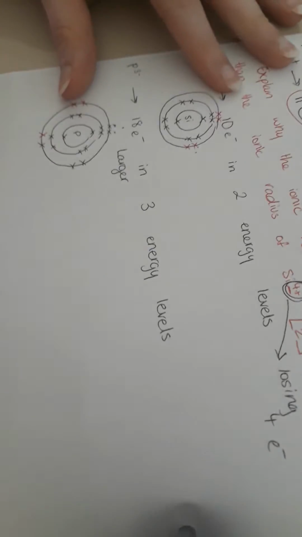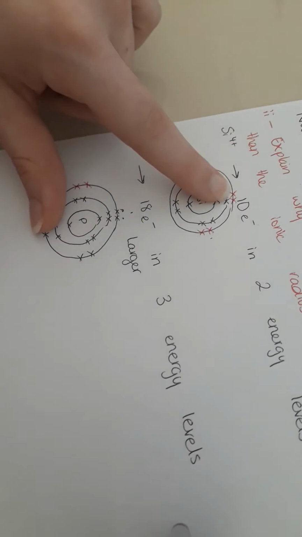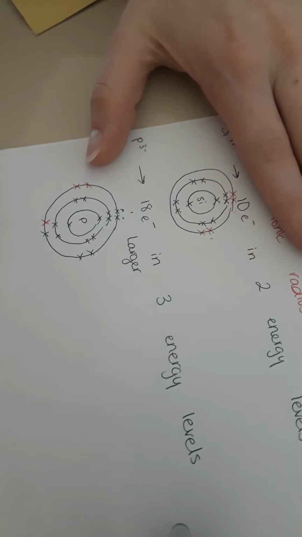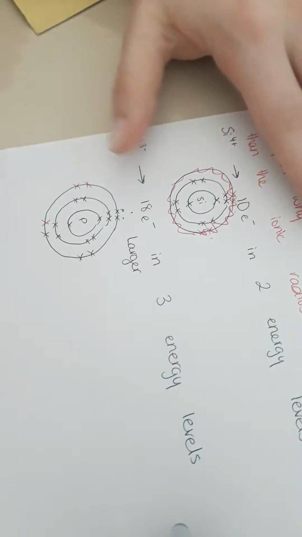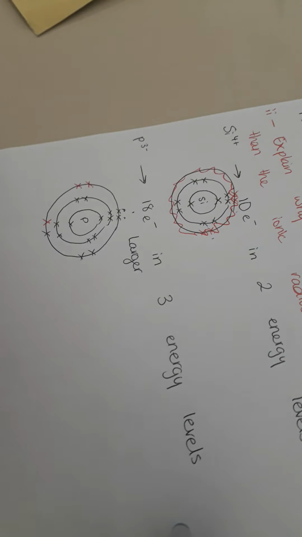In this diagram, we can see that at the start, with the red crosses as well, this is what silicon would be like. And then when we remove the 4 electrons, we can see that it goes down to only 2 shells instead of 3. So that's going to be smaller in its radius.